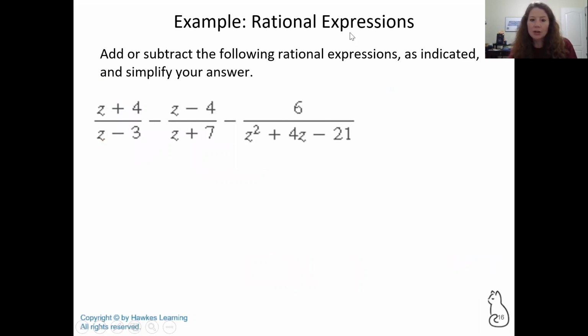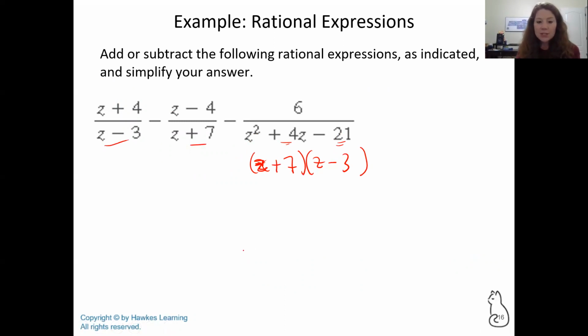All right, here we have a longer one. So the first thing I'm going to do is start with the quadratic. So I'm going to think of two numbers that multiply to give me negative 21 and add to give me positive 4. Whoops, I was about to write an x. Those are z's. So we're going to use positive 7 and negative 3, which happens to be half of both of those, right? So that's our least common denominator, z plus 7, z minus 3.